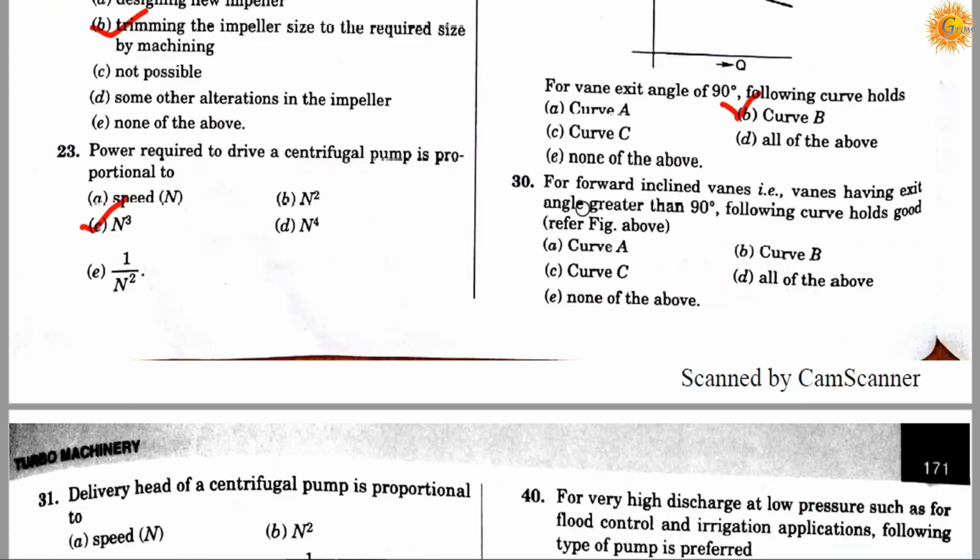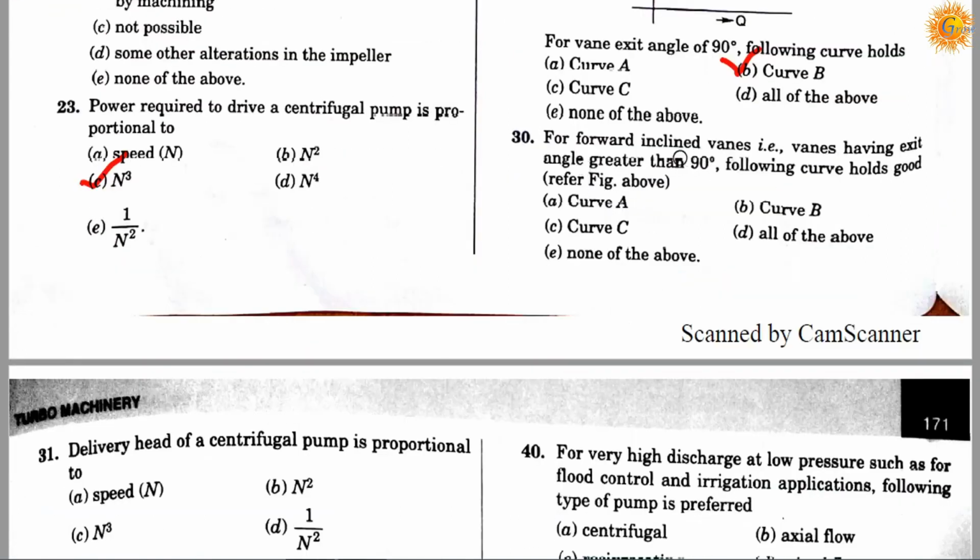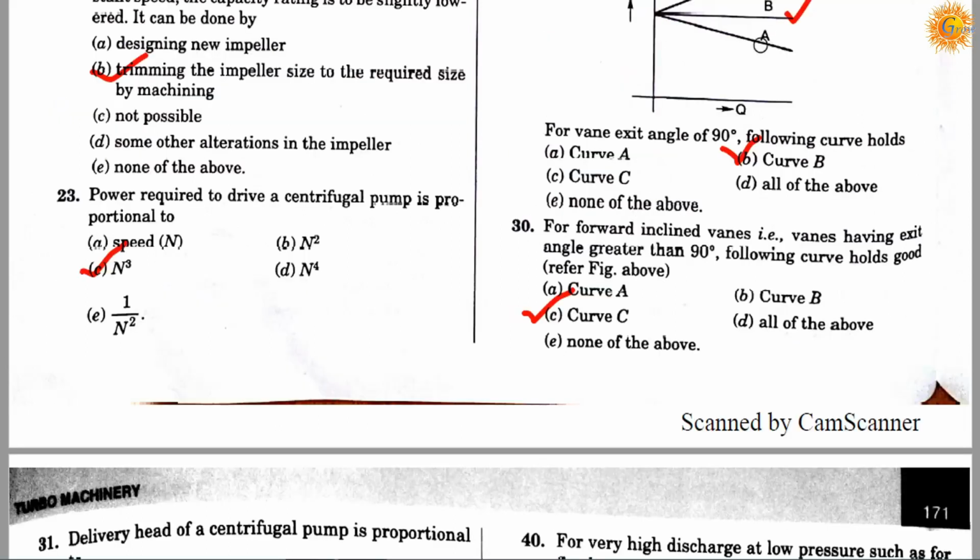Question number 30. For forward inclined vanes, that is the vane having exit angle greater than 90 degrees, the following curve holds good, refer to the figure above. Option A curve A, option B curve B, option C curve C, option D is all of the above, option E is none of the above. So correct answer is C. It will be curve C. It means this curve.